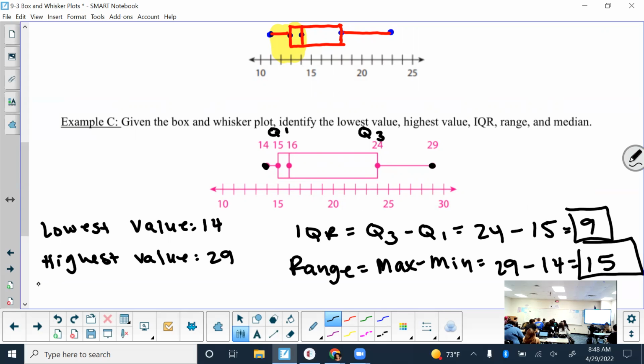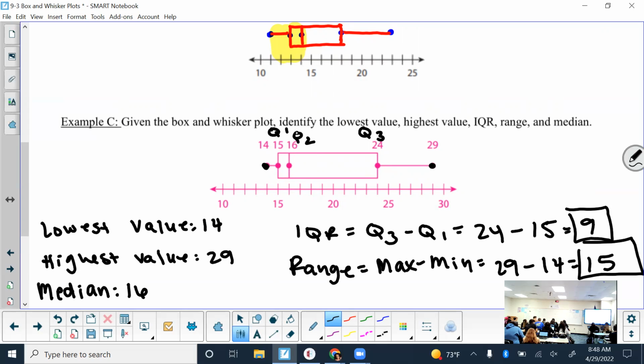Lastly, it wants to know the median. What is my median? 16. So I'll use that middle dot. Your Q2. Any questions?